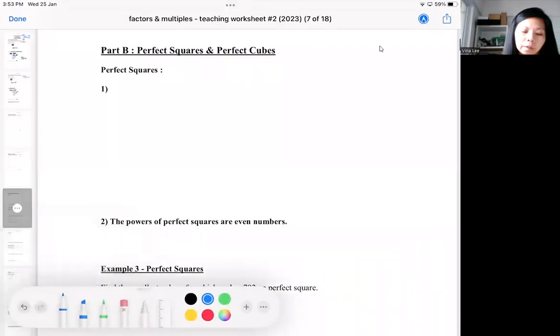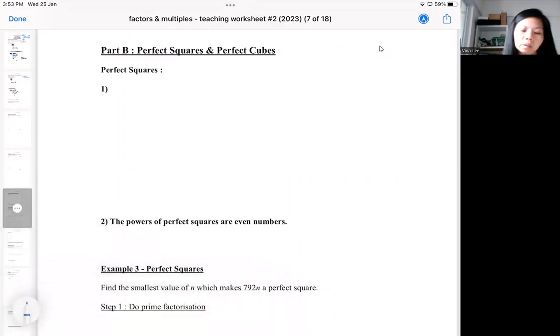Another section of this topic will be to explore the concept of perfect squares and perfect cubes. There will always be questions that ask you about perfect squares and perfect cubes. I'm going to show you the idea of perfect squares and then the features, and then a sample question of how a perfect squares question can come about and how a perfect cubes question can come about.